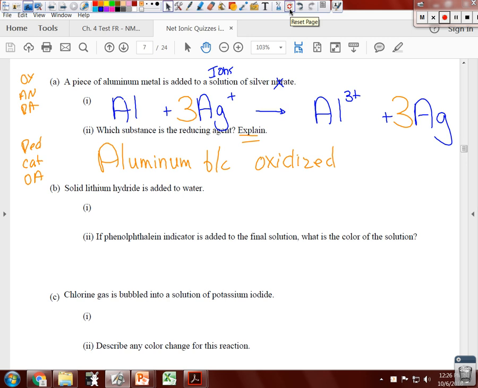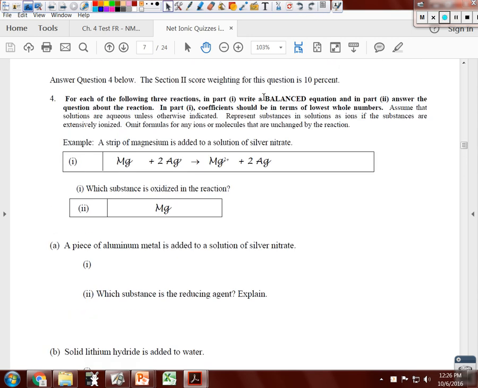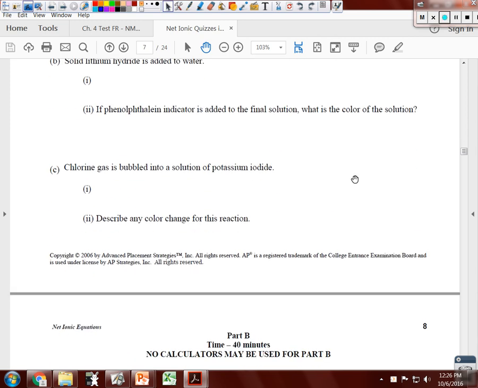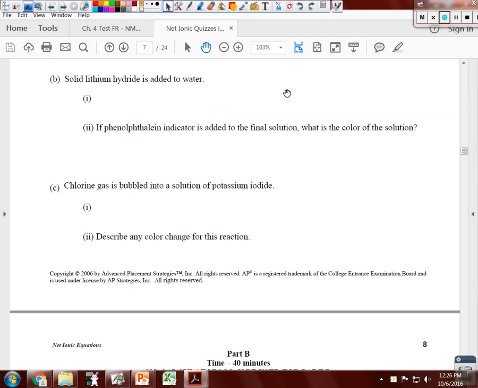You would not get credit. The reason why is because these say, for each of the following three reactions, write the balanced equation. Really, you have to have the net ionic. I know it's understood to be net ionic. Okay, but again, these questions are no longer on the exam.